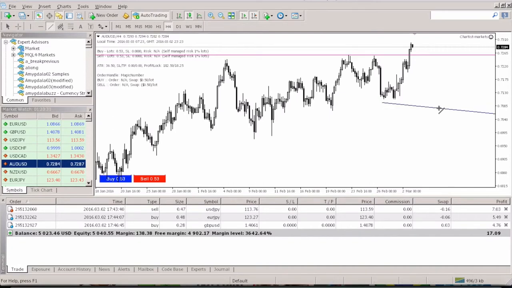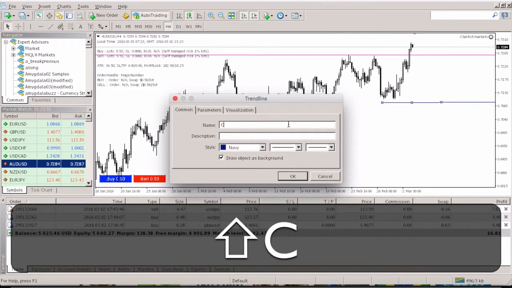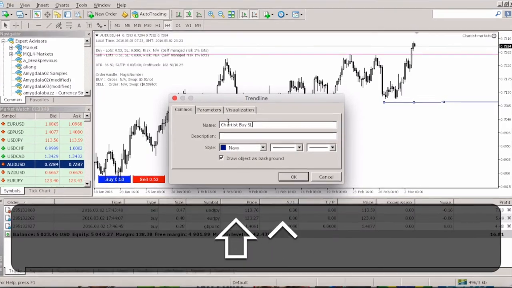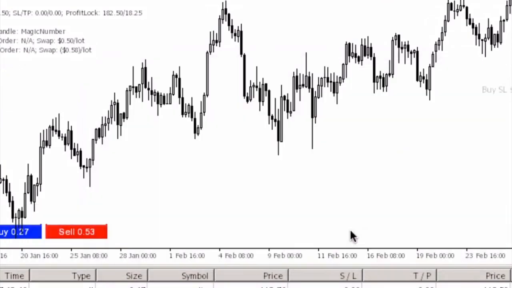Now we are going to find the stop loss level. We can place the stop loss below the support. We provide the line name as Chartist buy stop loss, buy SL.